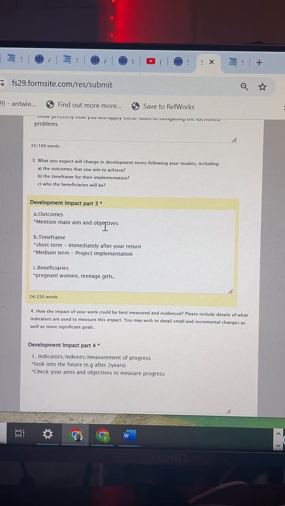And then mention specifics using some statistics if you can. And are you going to be working just alone, or are you going to be working with maybe NGOs or any organization? You mention them as well. And so the time frame, in the short term, what do you intend to do? Maybe right after return, you want to inform the community about what your plans are.